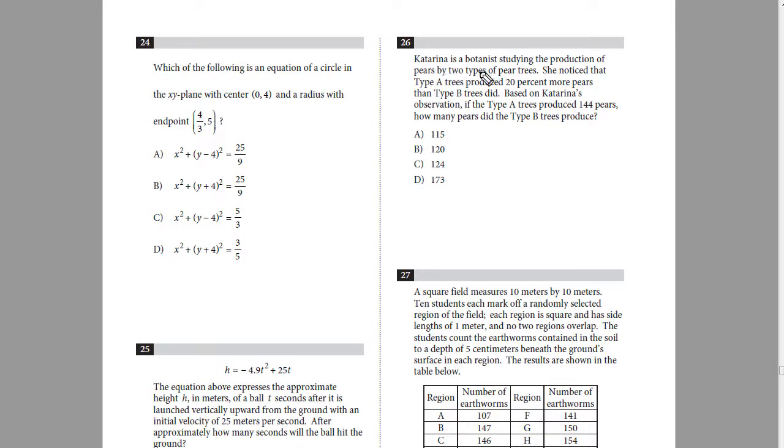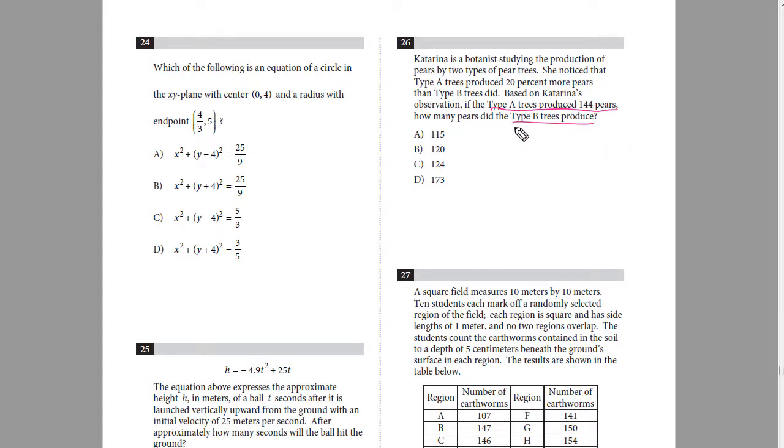Question number 26. Katrina is a botanist studying the production of pears by two types of pear trees. She noticed that type A trees produced 20% more pears than type B trees did. Based on Katrina's observation, if the type A trees produced 144 pears, how many pears did the type B trees produce? Now, type A trees are producing 20% more pears than type B trees.